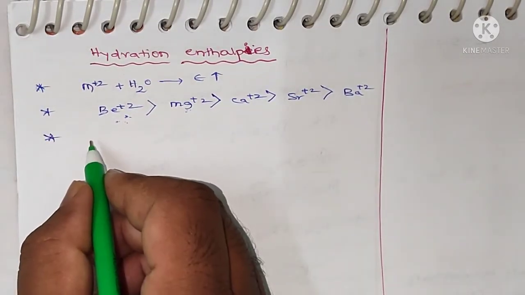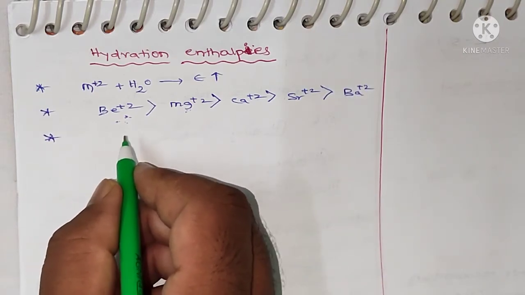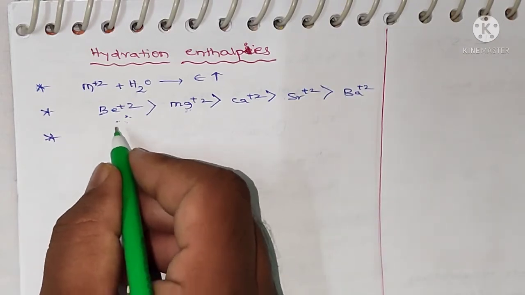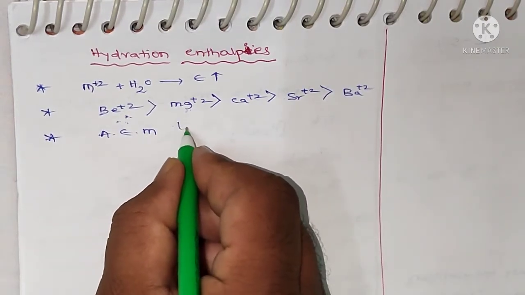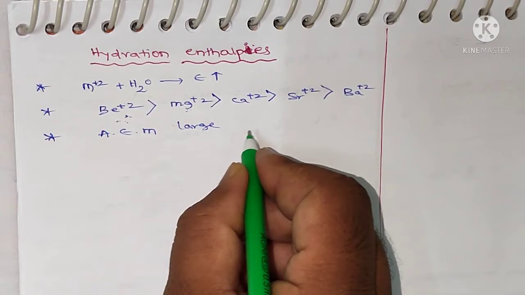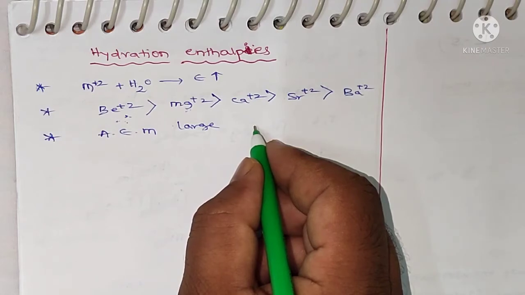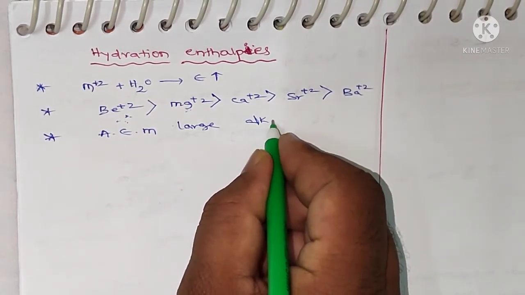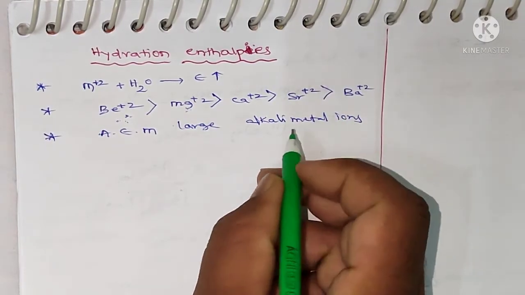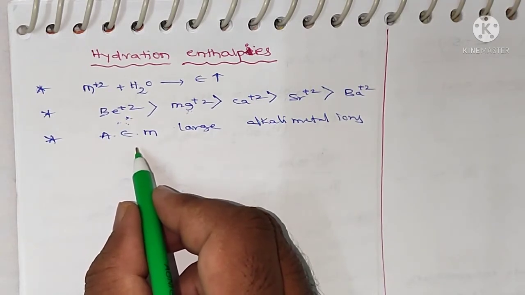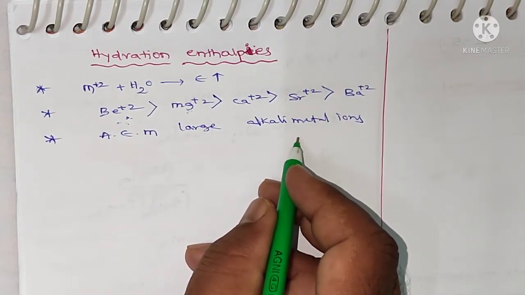And the hydration enthalpies of alkaline earth metal ions are larger than those of alkali metal ions. That means second group metal ions have larger hydration enthalpies than first group metal ions.